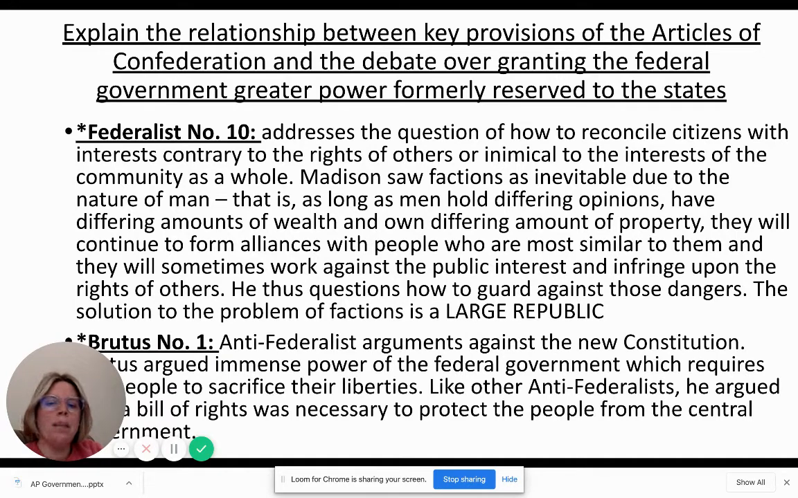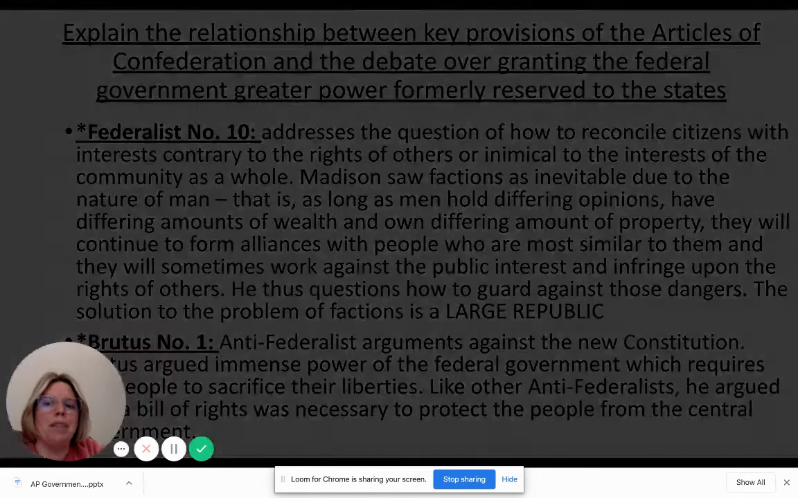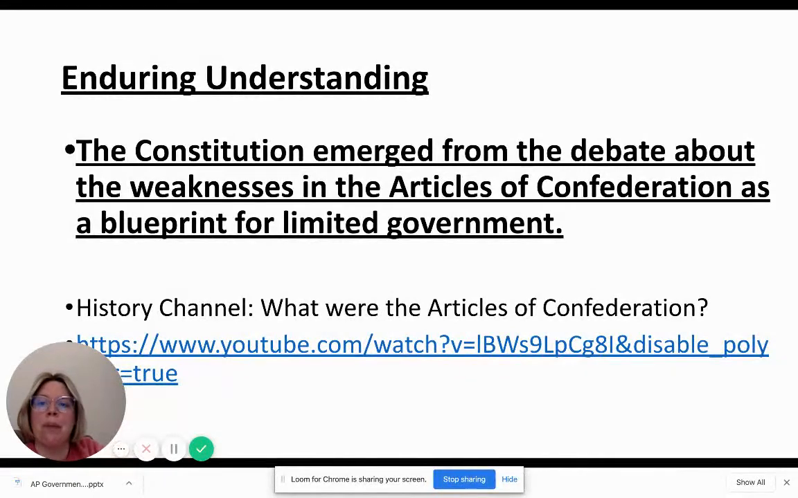Brutus 1 is an anti-federalist and he's basically saying, look, this is a problem. We need state sovereignty. That's the main idea behind his. States should have their own power. They should have their own control. And we should not allow the federal government to tell states what to do. So he was definitely advocating for that state sovereignty, the power, the control to be with the states and a weak central government. That's what the Anti-Federalist and Brutus was all about.